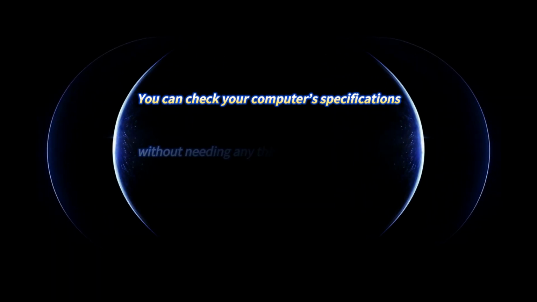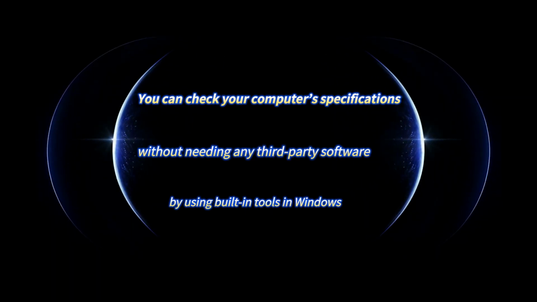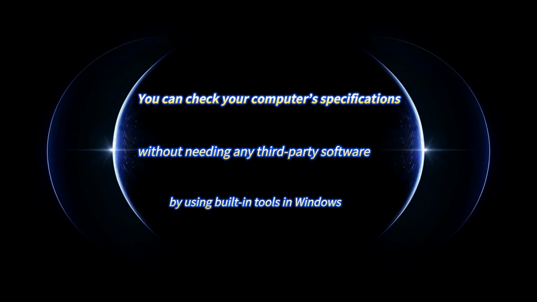You can check your computer's specifications without needing any third-party software by using built-in tools in Windows. Here are some methods to check different aspects of your system.